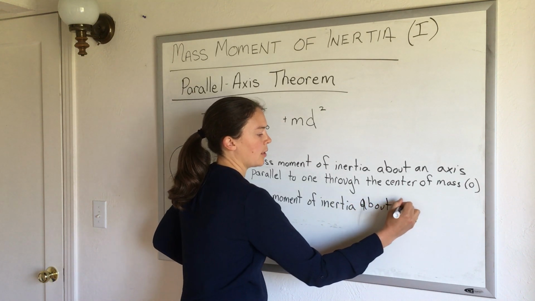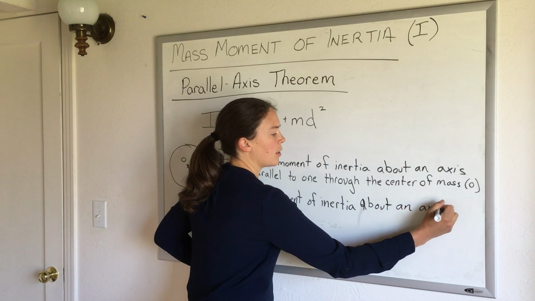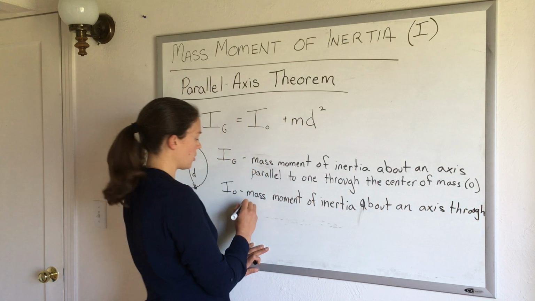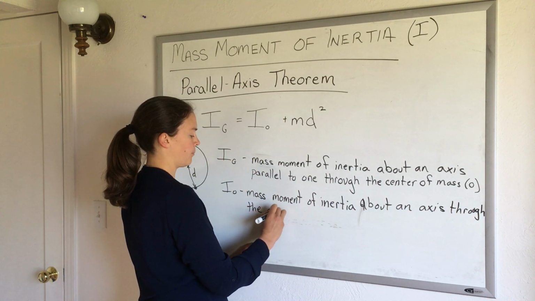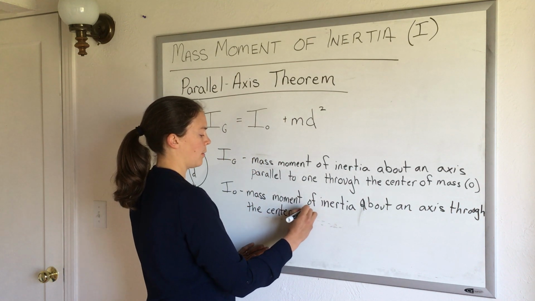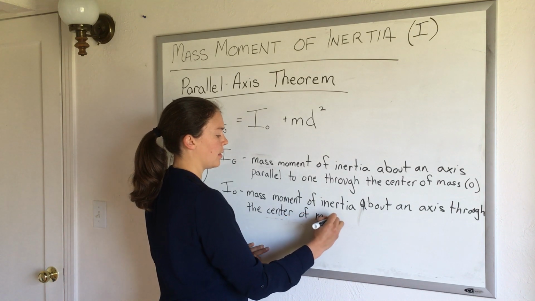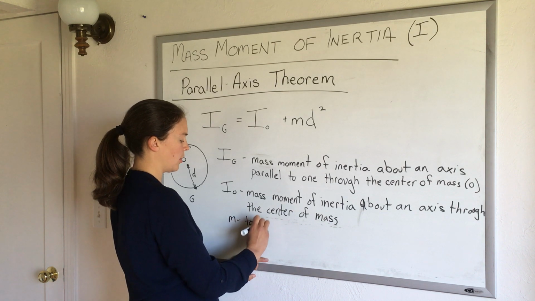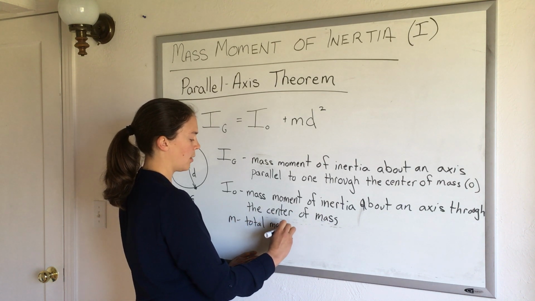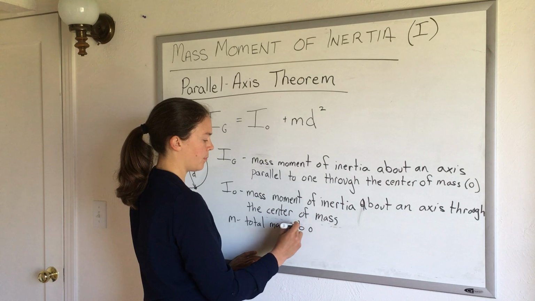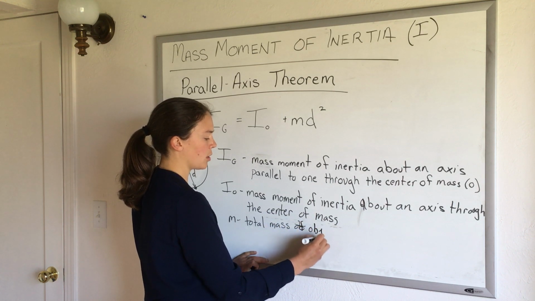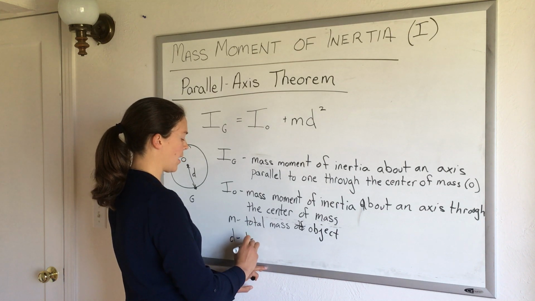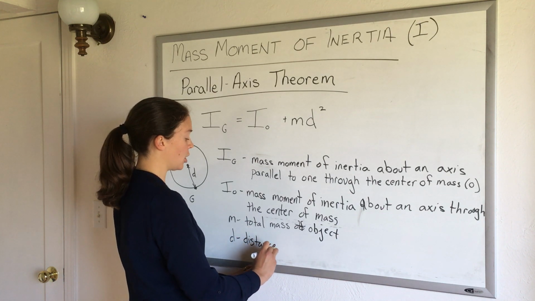About an axis through the center of mass. Here M is the total mass of the object. And D is the distance between O and G, excuse me.